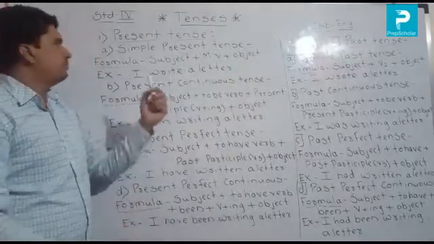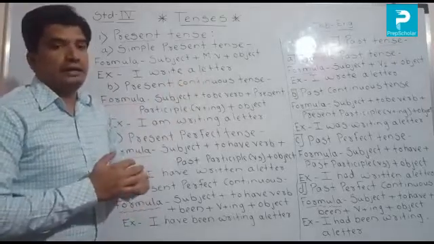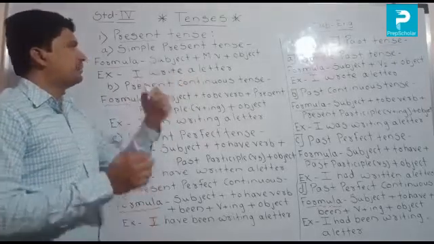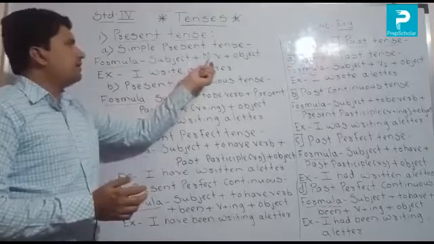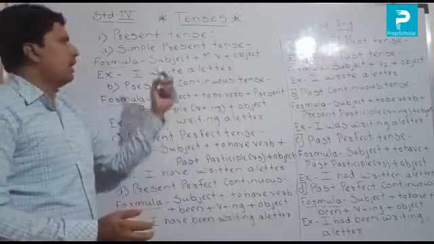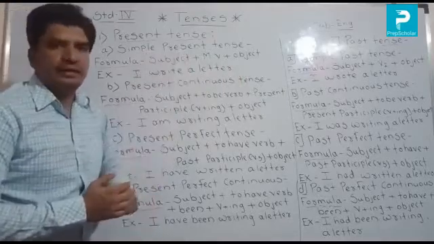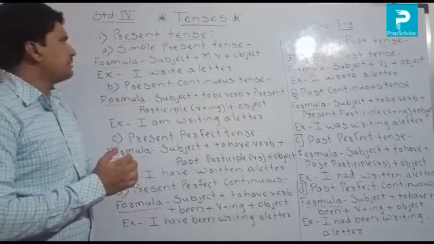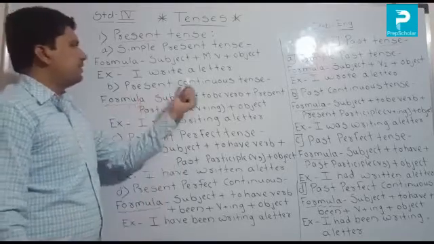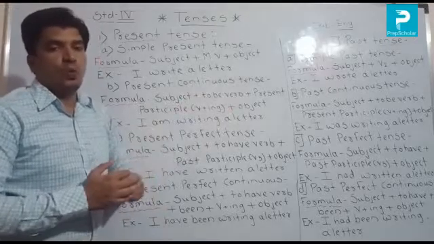So example here: I write a letter. Here, I is the subject, write is the main verb, and a letter is the object. So I write a letter is an example of simple present tense. Okay, then the second subtype of present tense is present continuous tense. So present continuous tense म्हणजे चालू वर्तमान काळ.